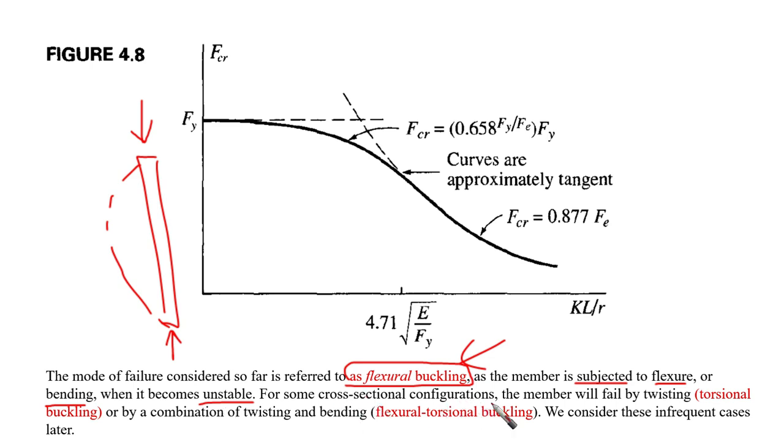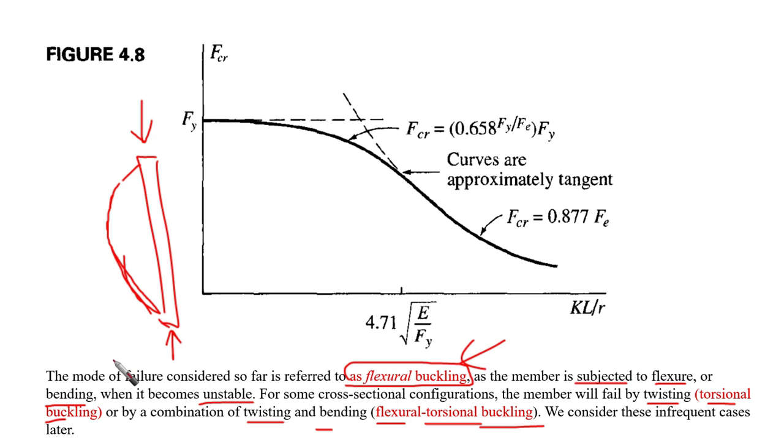For some cross-sectional configurations, the member will fail by twisting. We call it torsional buckling. It will not go only in this direction or in this plane. It is going to be maybe in a plane that is at an angle with the plane of this whiteboard. Or by a combination of twisting and bending, we call it flexural torsional buckling.